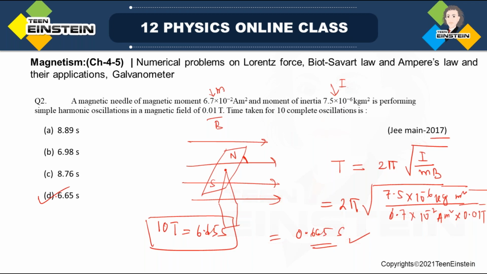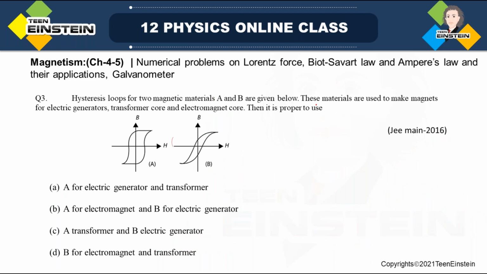This is a very simple problem. You should remember a few points here. Let us first read the question. Hysteresis loops for two magnetic materials A and B are given. These materials are used to make magnets for electromagnetic generators, transformer cores, and electromagnets. Which of these two is suitable for which use?